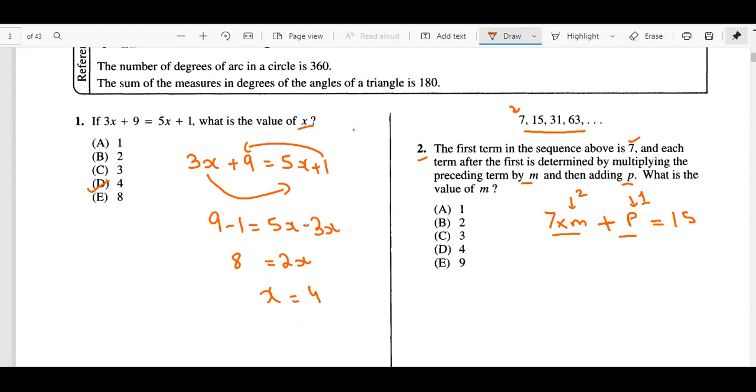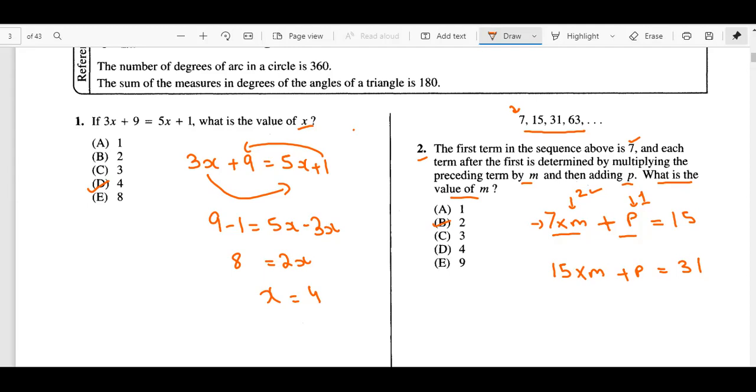So this is the first equation, and the second equation can be made using 15 times m plus p, which would give you 31. Now obviously if you solve these equations simultaneously, I agree in this case it would take more time. And if you think of it directly, in this example I agree it is very clear that you multiply 7 by 2 and then you add 1. So what is the value of m? The number which you're multiplying by 7 was m, that is 2 basically. So 2 is the answer.